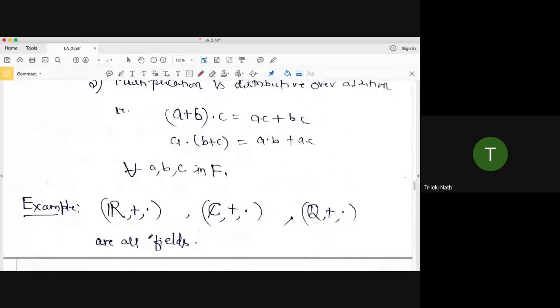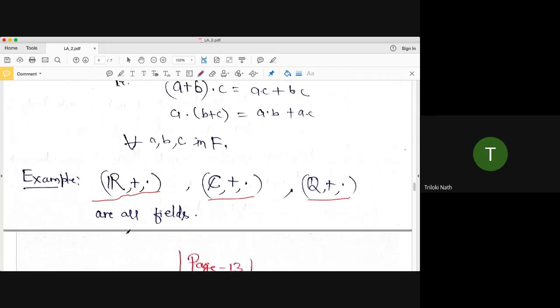Okay, so these are the usual examples. R, plus, dot, that is R with usual addition of real numbers and usual multiplication of real numbers, this algebraic structure forms a field. Similarly, C, plus, dot, where C is the set of complex numbers with usual addition and usual multiplication of complex numbers, forms a field. Similarly, the set of rational numbers with usual addition and usual multiplication of rational numbers forms a field. So these are the fields.